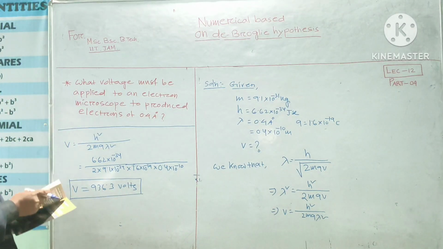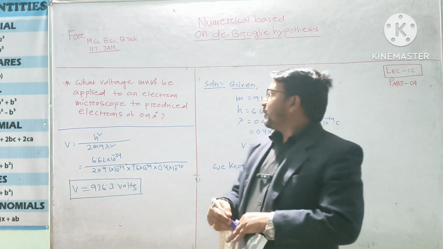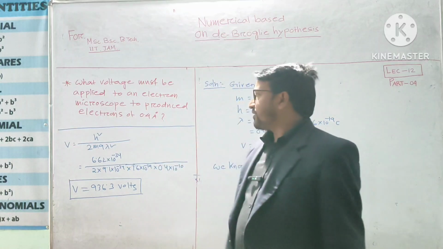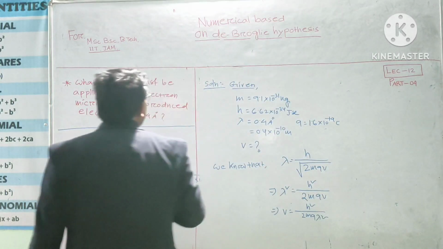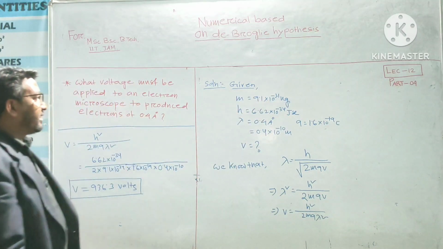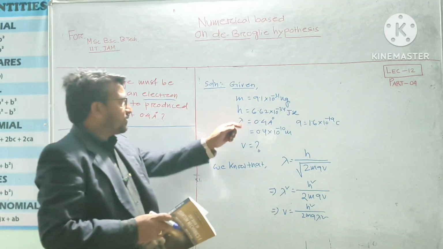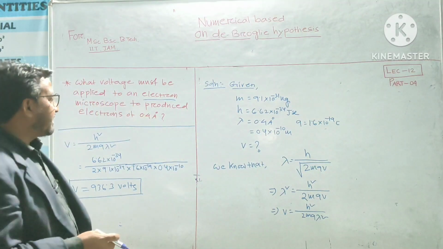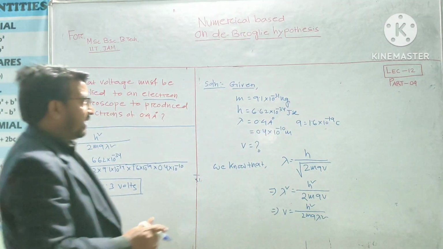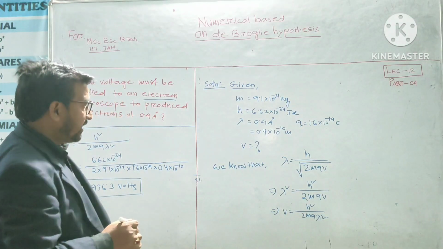Okay, for your better understanding, I am going to repeat this once again. The statement of this question: what voltage must be applied to an electron microscope to produce electrons of 0.4 angstrom? From this question, the given data: mass of electron is 9.1 into 10 to the minus 31 kg, because the particle is an electron, and Planck constant h equals 6.62 into 10 to the minus 34 joule second, and lambda is 0.4 angstrom, which equals 0.4 into 10 to the minus 10 meter, and this is Q, the charge value of the electron, 1.6 into 10 to the minus 19 coulomb, and V equals what?